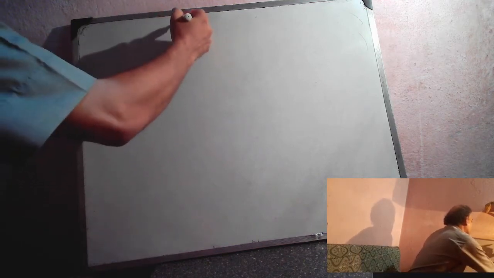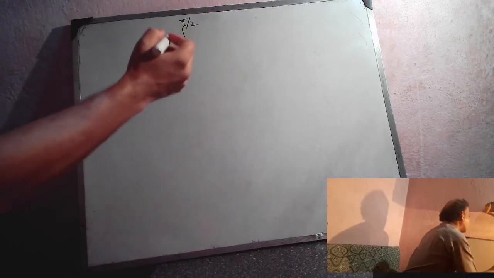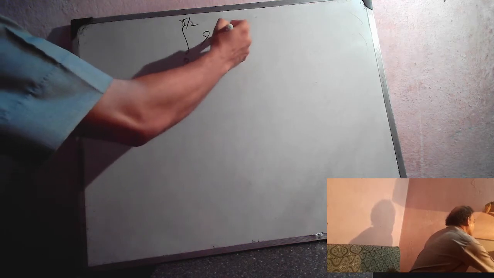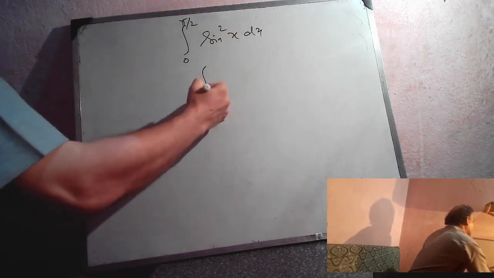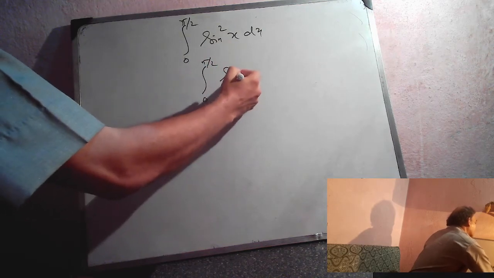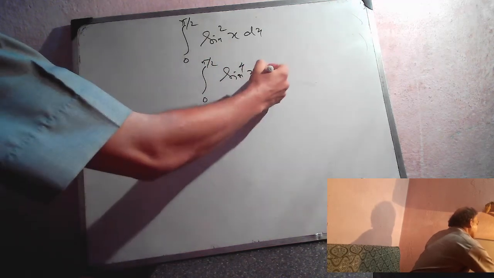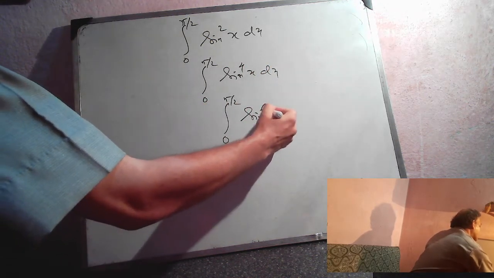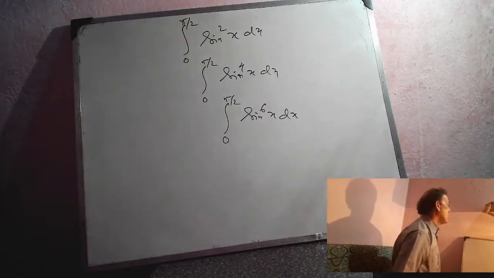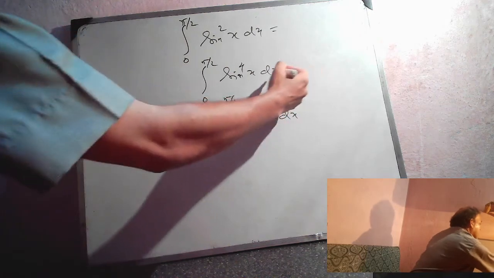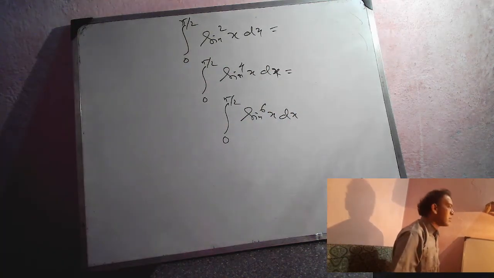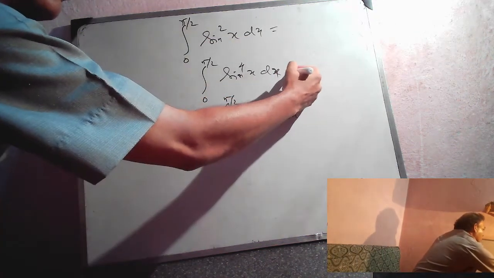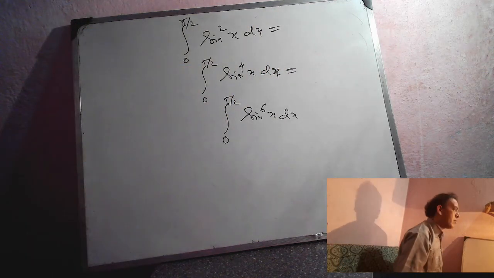Suppose we are given these types of definite integrals: 0 to pi by 2 sine square x dx, 0 to pi by 2 sine power 4 x dx, 0 to pi by 2 sine power 6 x dx. How will you solve them promptly, without putting in much labor and time? We need a quick response. We have to save time.